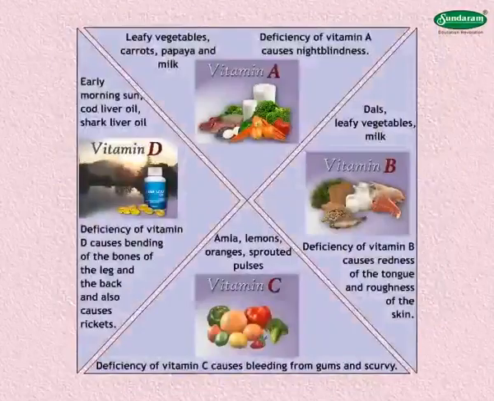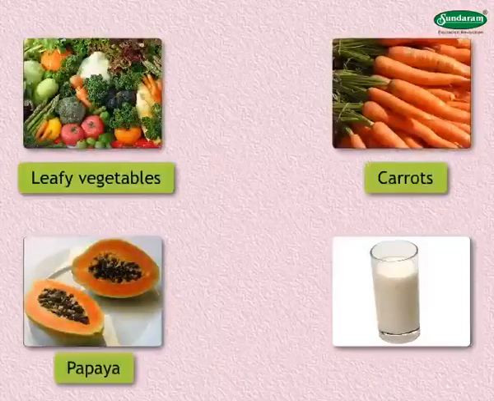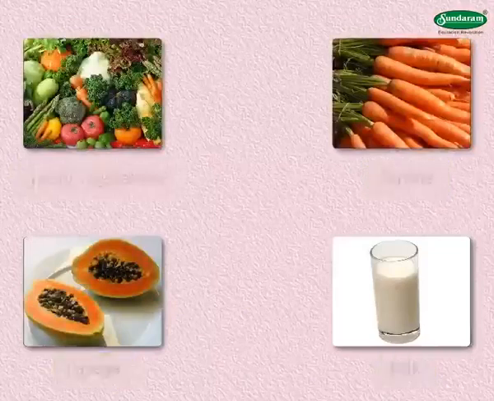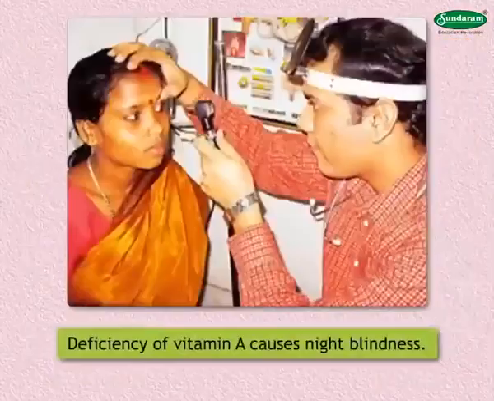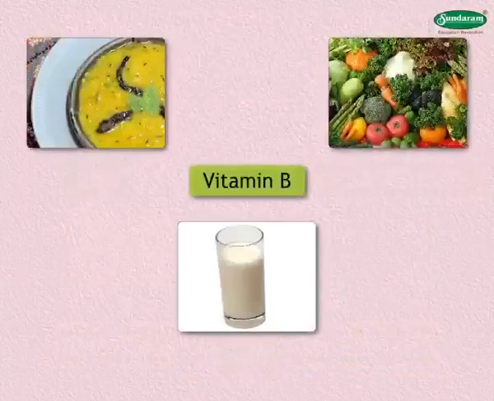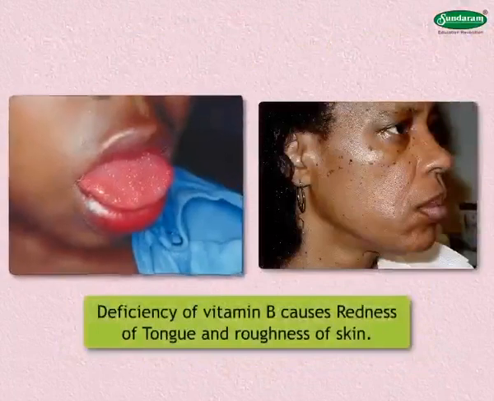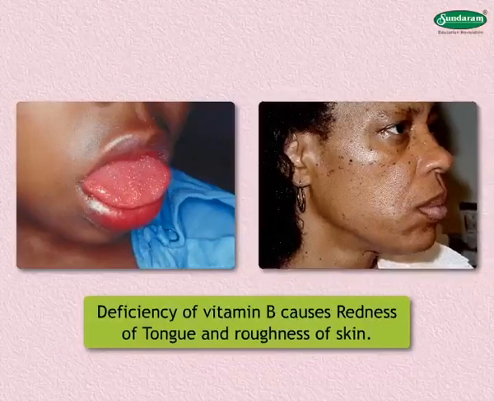Vitamins play a very important part in all life processes. The disorders caused by the deficiency of vitamins are given in brief in the following table along with the sources of vitamins. Leafy vegetables, carrots, papaya, and milk are the sources of vitamin A. Deficiency of vitamin A causes night blindness. Dals, leafy vegetables, milk are sources of vitamin B. Deficiency of vitamin B causes redness of the tongue and roughness of the skin.